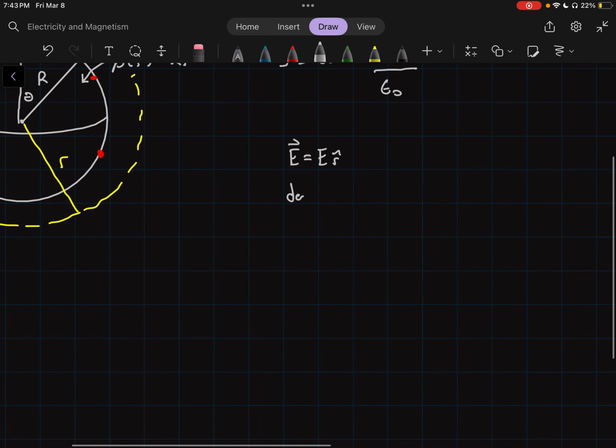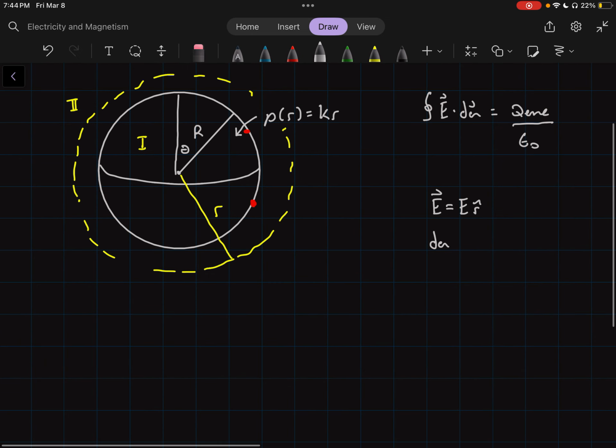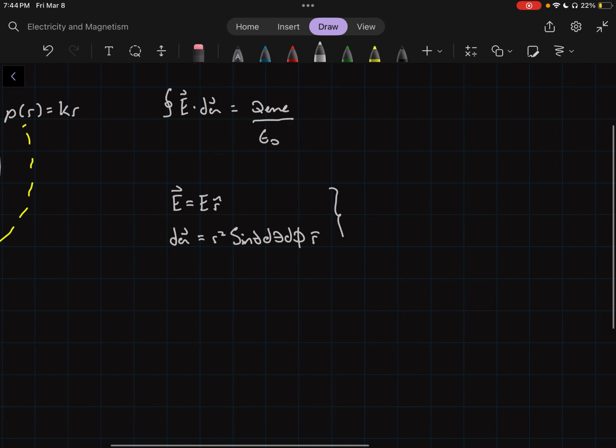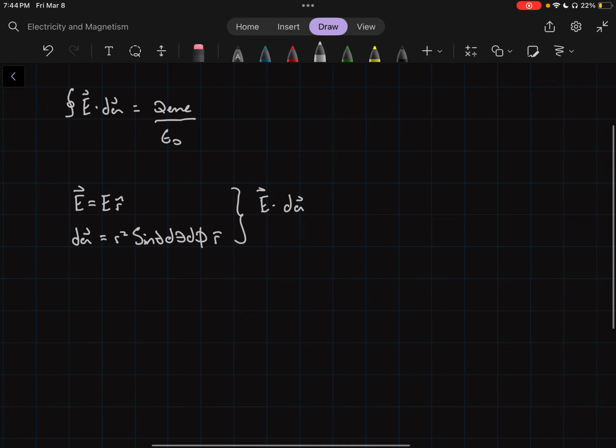Likewise, we can say that because this is a fixed radius of little r, the differential area element is going to be r squared sine theta d theta d phi, and that is also in the r hat direction. So E dot dA is then going to be equal to E r squared sine theta d theta d phi, where E r squared is a constant.